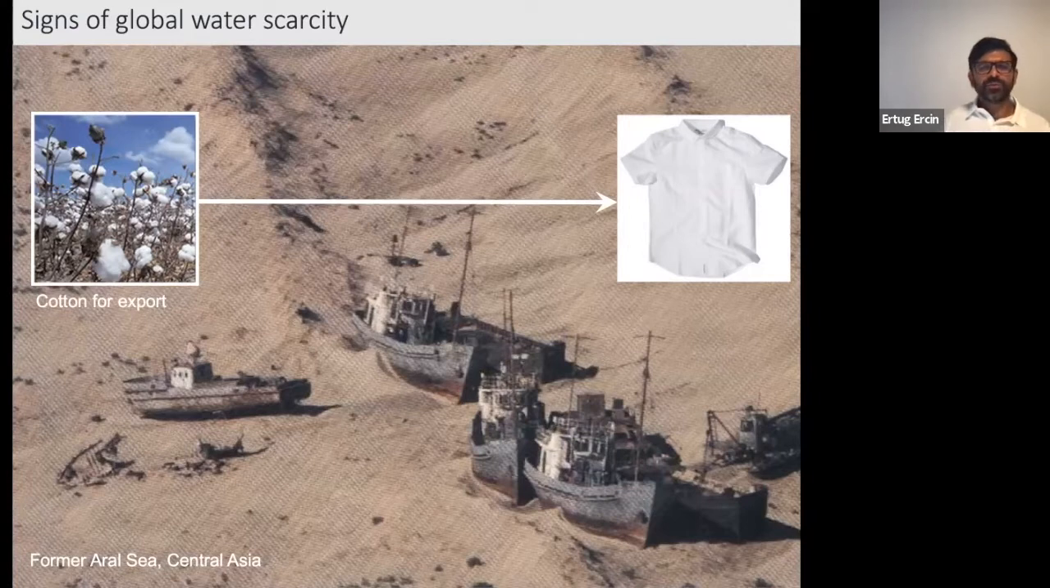So I know that for some products, whenever I check where they are coming from, I try to understand the impacts of my purchase and my consumption pattern. Water sustainability is not only about the drinking water in your tap, but also about what you consume, where it is produced, and how it is produced. I will show you some examples.